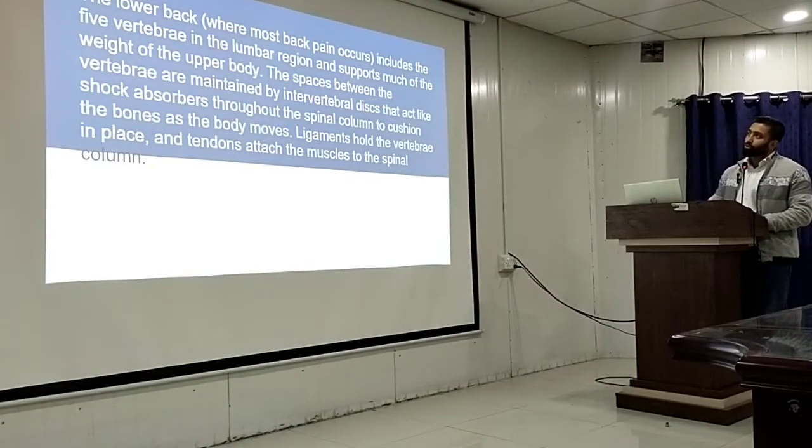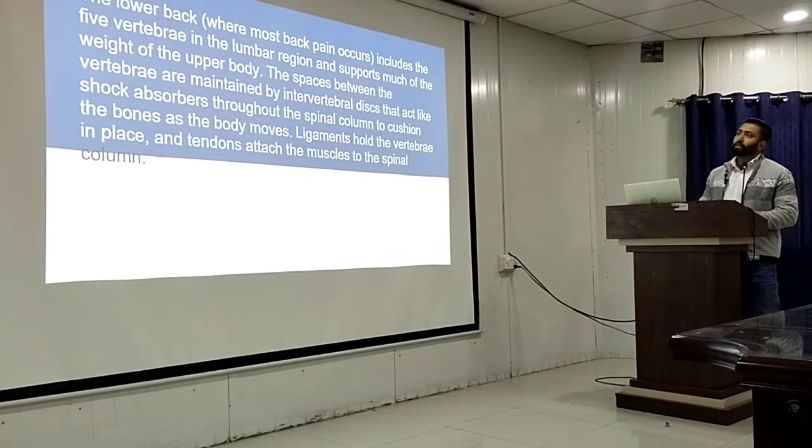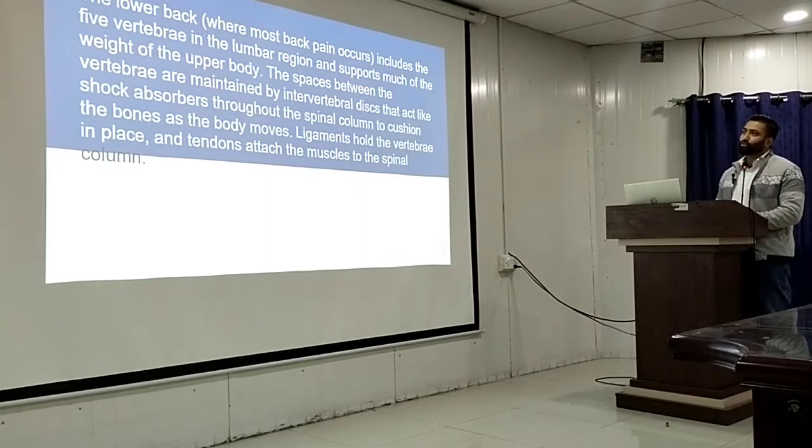The lower back, where most back pain occurs, includes the 5 vertebrae in the lumbar region and supports much of the weight of the upper body. The spaces between the vertebrae are maintained by intervertebral discs that act like shock absorbers throughout the spinal column to cushion the bone as the body moves. Ligaments hold the vertebrae in place, and tendons attach the muscles to the spinal column.